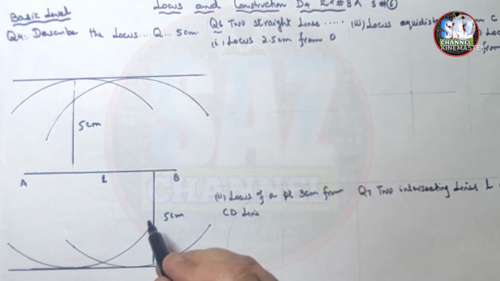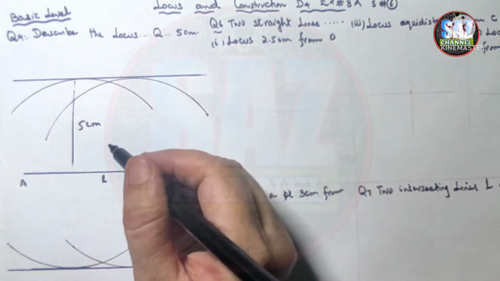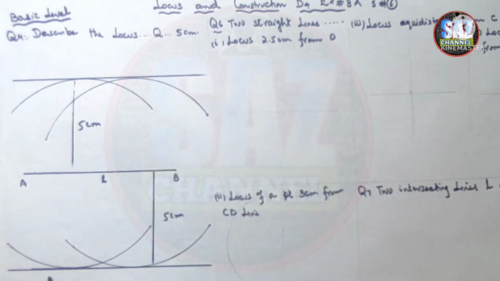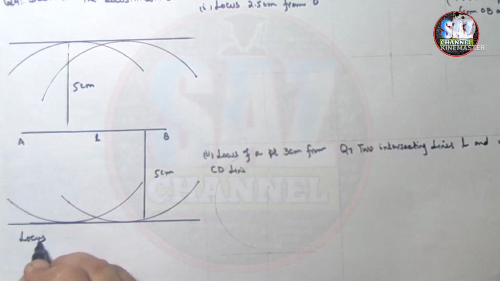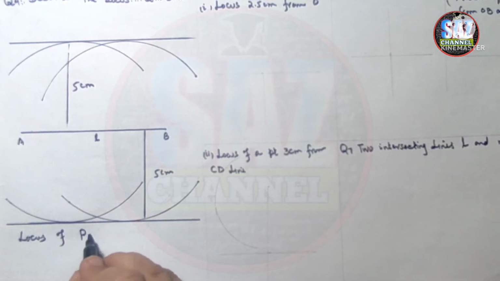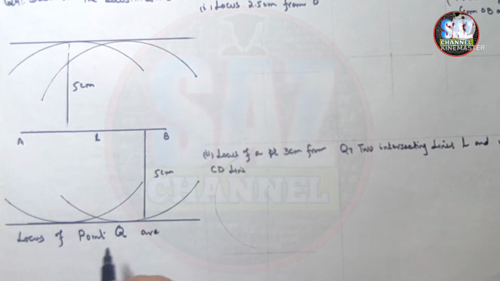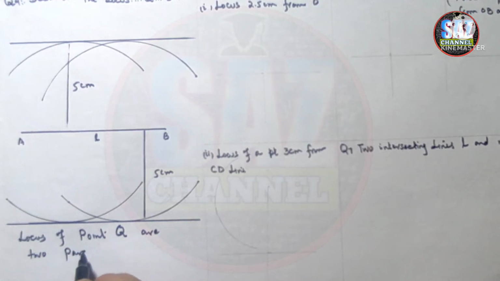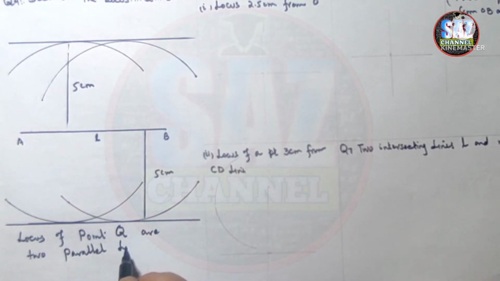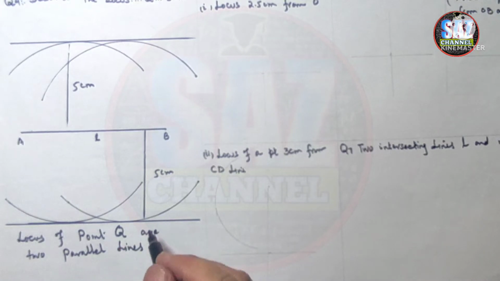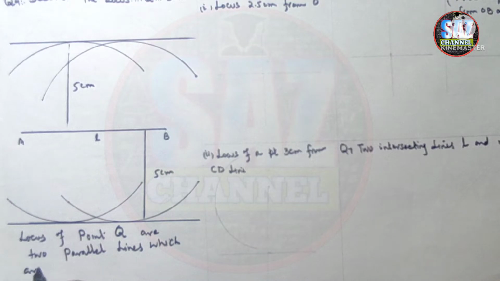Okay, so the description is that the locus of point Q are two parallel lines which are 5 centimeter away from the fixed line.